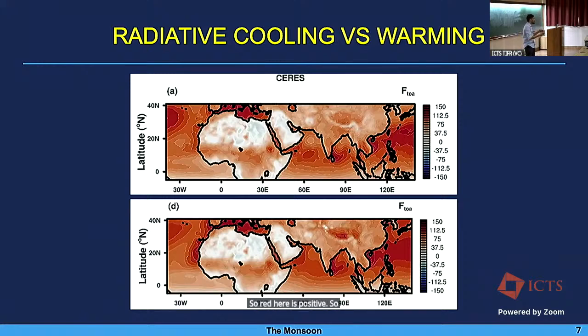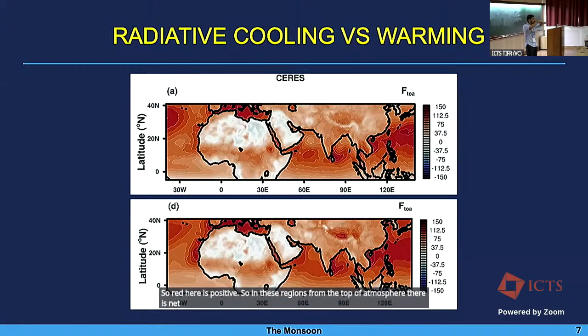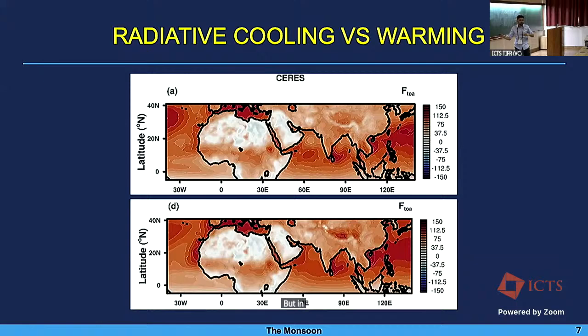So in these regions, from the top of atmosphere, there is net radiative influx into the atmosphere. Radiative heating is occurring from top of atmosphere. But in these regions, Sahara, Middle East, it is sort of close to zero or negative in places. So there is a net radiative cooling, right, in these places, and consistent across observations and reanalysis.